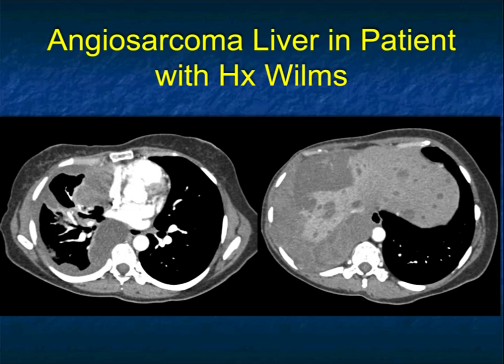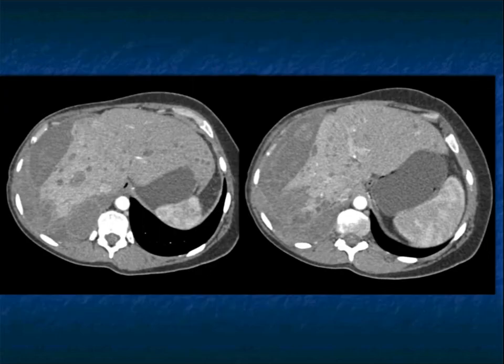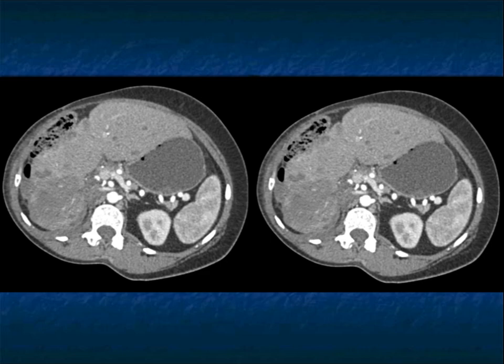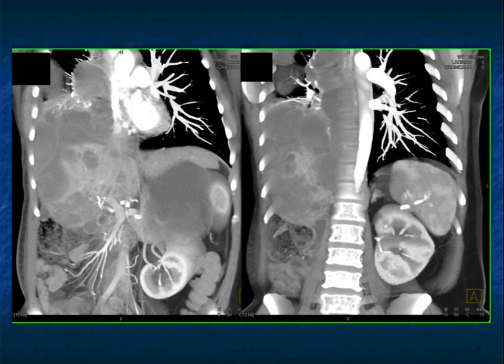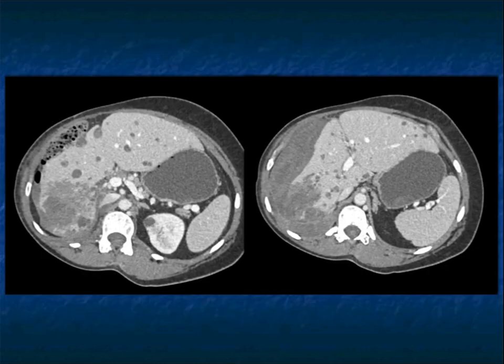Now, if I wanted to get down to some rare things, I could mention this patient who was treated for Wilms tumor, had radiation therapy, now presents with tumor in the chest, spontaneous hepatic bleeding, and this was an angiosarcoma. One of the complications post-treatment for Wilms tumor can be angiosarcoma of the liver, large mass, and you saw the bleed present. So a very unusual case of a patient developing an angiosarcoma, likely due to radiation therapy in a patient with a Wilms tumor.